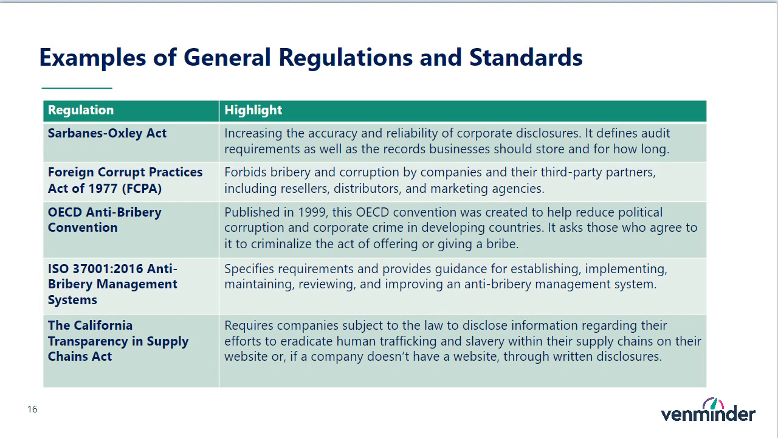Getting into a little darker area, we have the California Transparency and Supply Chain Act, which is really all about preventing human trafficking and modern slavery. This particular one is about disclosure and making statements about what your organization does to prevent such practices.